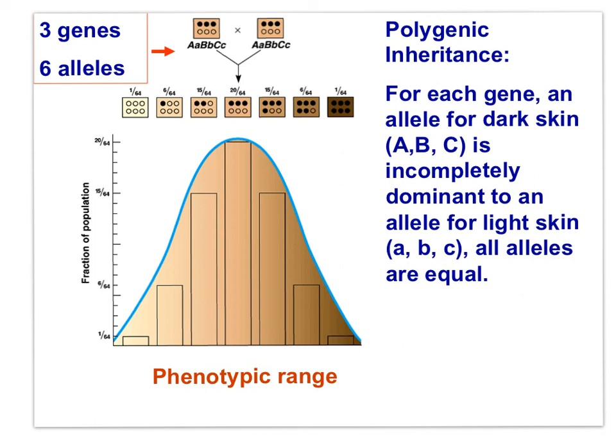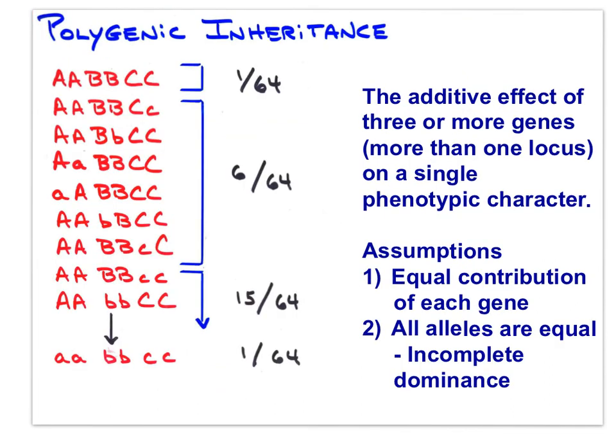In truth, skin color is a polygenic character, but we do not know how many genes control skin color. Certainly there's more than 3. Once again, in this slide, we have 3 genes, we have 6 alleles. All the alleles contribute equally in an incomplete dominance way. We have 64 different genotypes, but there are 7 phenotypes if you look carefully at these combinations.